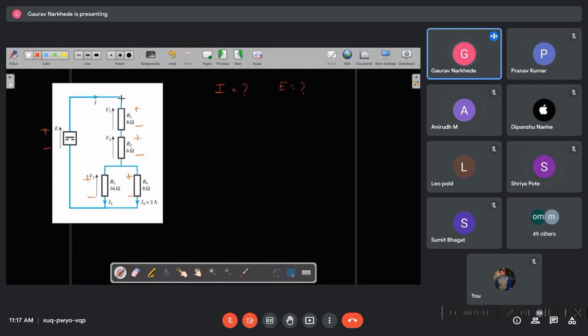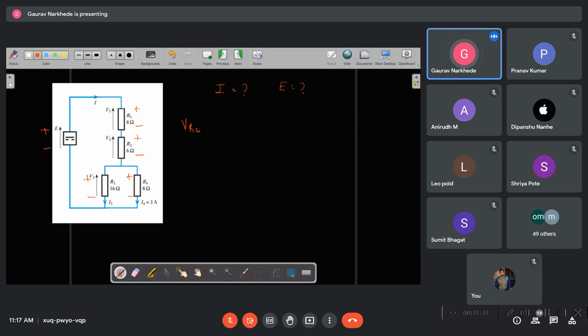Current is going inside this terminal, so this is positive. Current is leaving from here, so it is negative. It is going here, and here as well. So where the current leaves, that is negative, and where it enters, that is positive. Correct? Yes, sir. Okay. So what can we find?